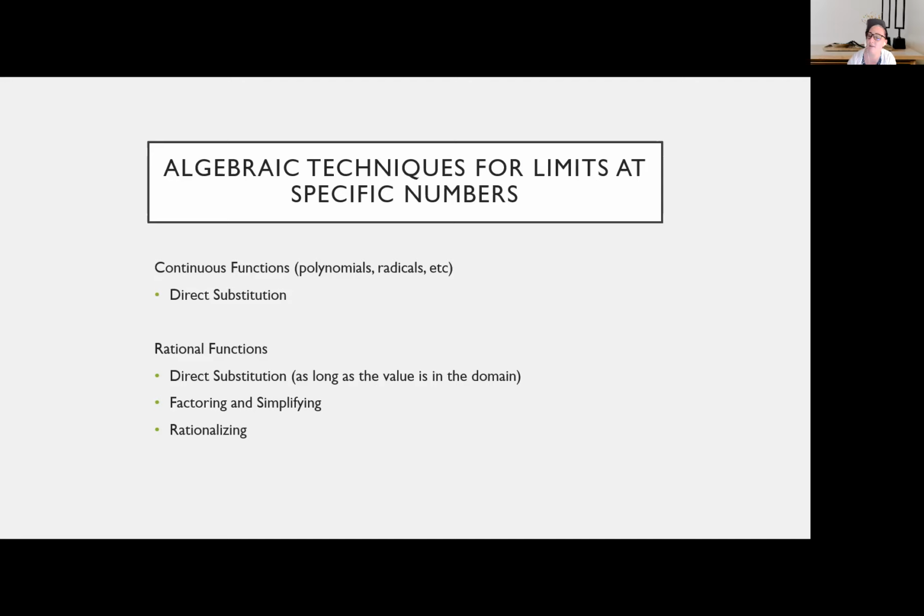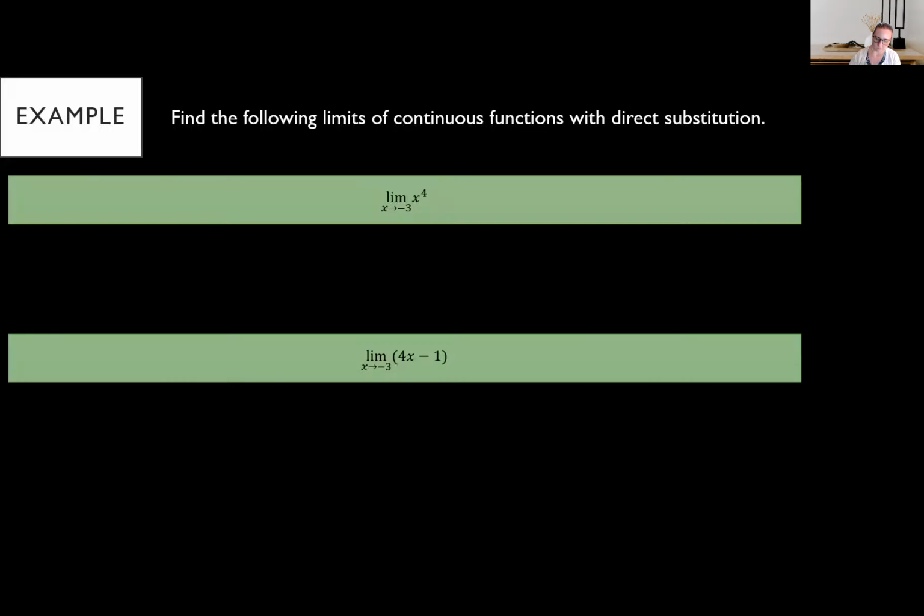Rational functions, which is what we have on the homework, that's a little different. Sometimes you can plug in the number, but if that number is not in the domain, say you end up dividing by 0, that's not going to work. So then you have 2 other options. You can factor and simplify and then plug in the number, or you have to do this technique called rationalizing. And that's specific to rational functions that also have square roots, because we usually talk about rationalizing when there's square roots involved. So we're going to do examples of all of these so you can see how they work.